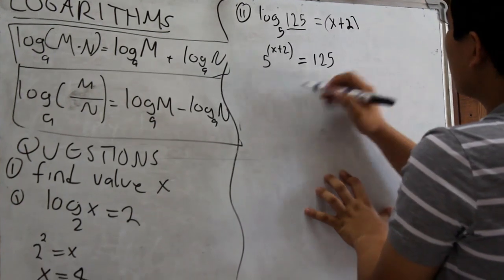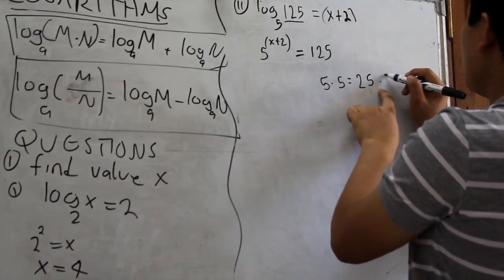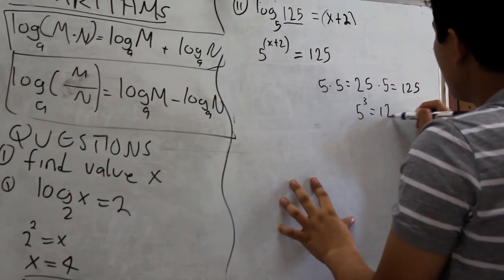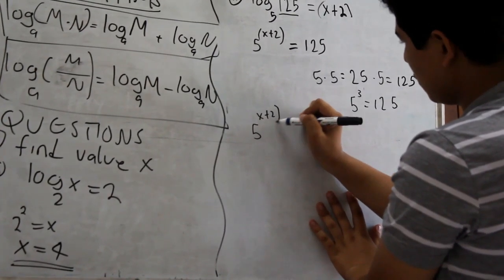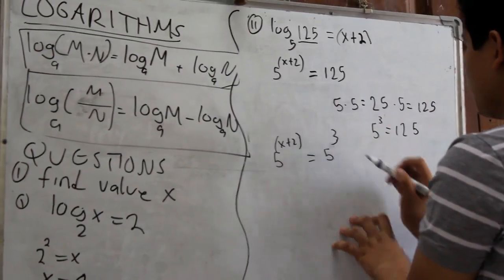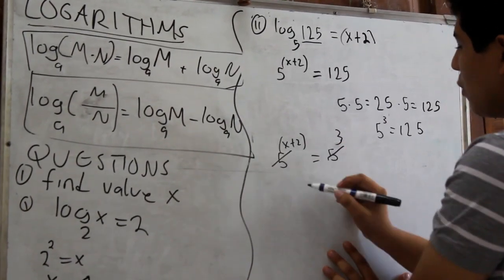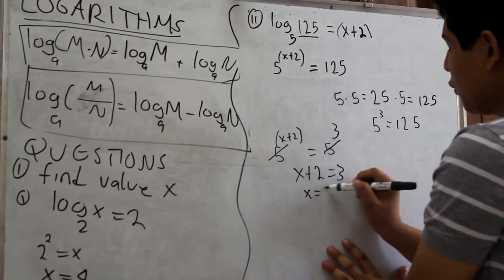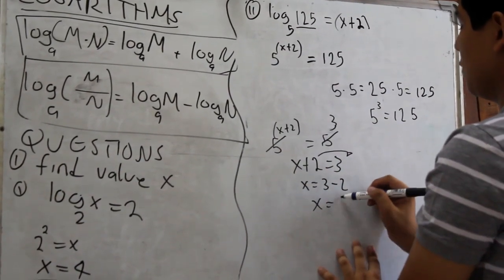But guys, if you remember, 5 times 5 is equal to 25, and 25 times 5 is equal to 125. So we can say that 5 power 3 is equal to 125. It means that 5 power x plus 2 is equal to 5 power 3. Hence you can say that the bases here will cancel. You remain with x plus 2 is equal to 3. Then you can say that x is equal to 3 minus 2, because this one comes to this side changing sign. So I say that x is equal to 1.